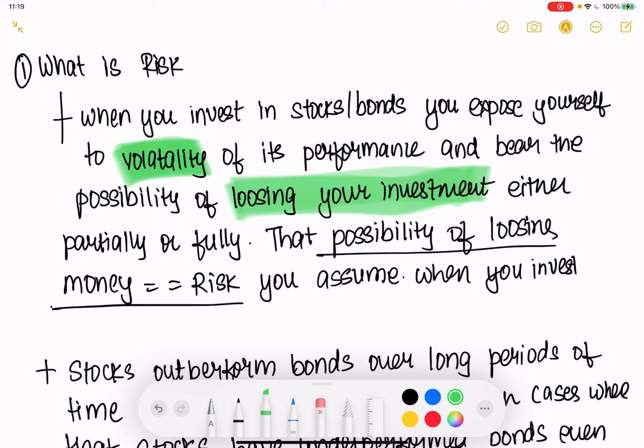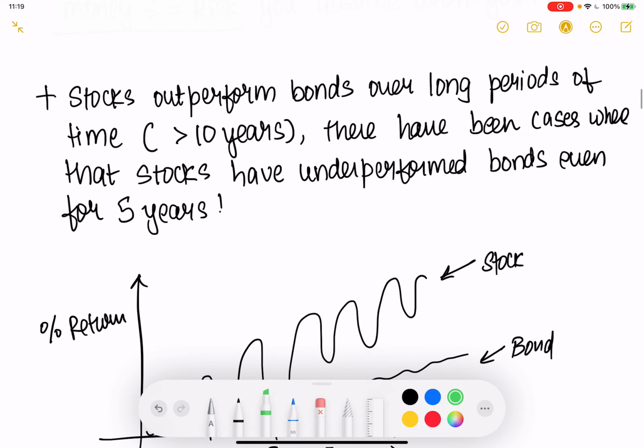So the fact that you can lose money, either partially or fully, that's the risk that you take on, because the performance is volatile. So the possibility of losing money is the risk, and that is equal to the volatility of the stock. So that is risk. Risk equals volatility. And typically stocks outperform bonds over a long period of time. And by long, read 10 plus years, right? Because there have been cases where stocks have not performed better than bonds for even 5 straight years.